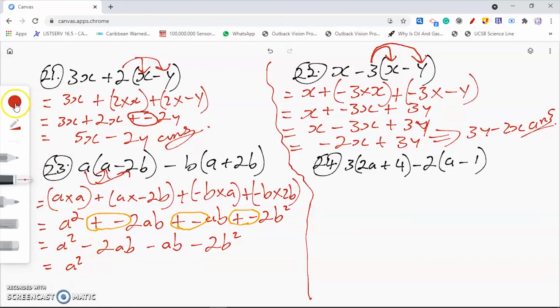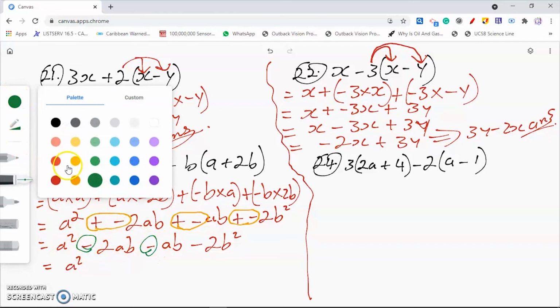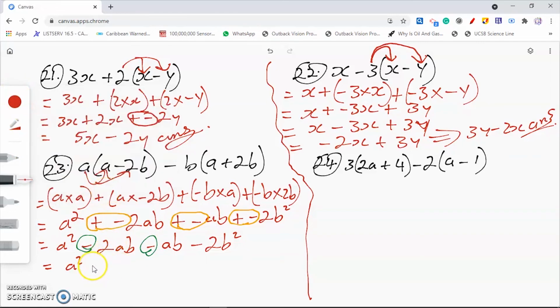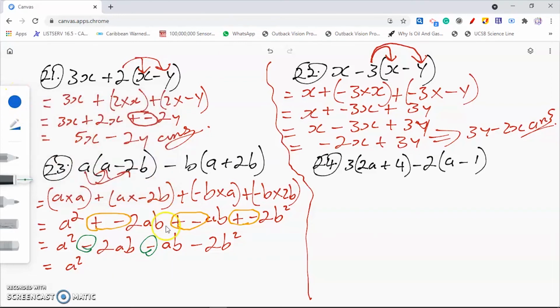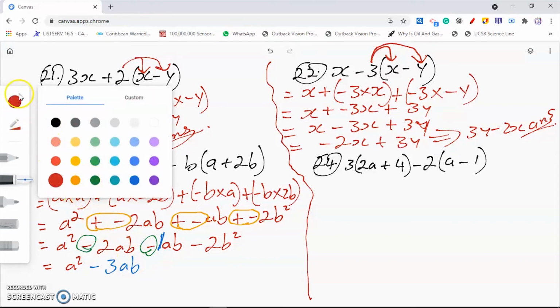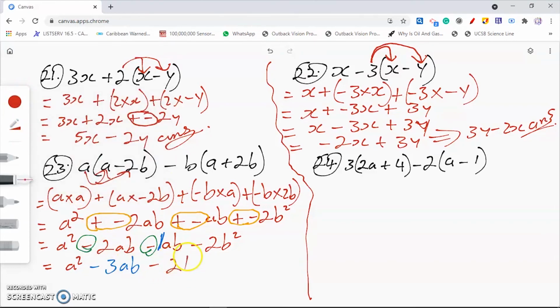So here we have the signs are the same. Here you have a negative sign, here you have a negative sign. So since the signs are the same, we have to add and keep that sign. So 2ab plus 1ab would give us 3ab, because ab is the same as 1ab. So we get minus 3ab minus 2b squared, and that's our answer there.